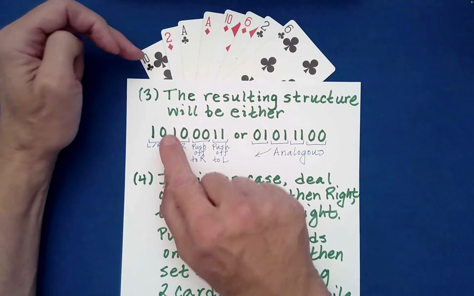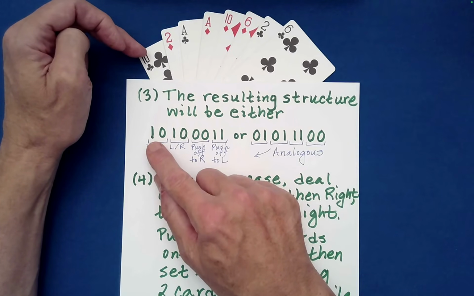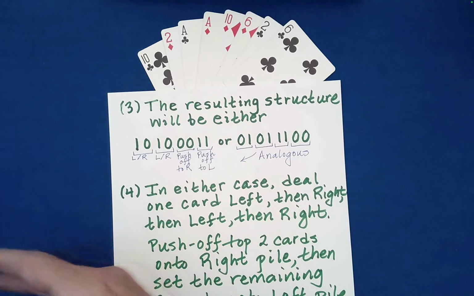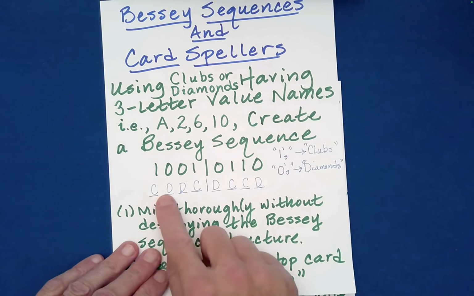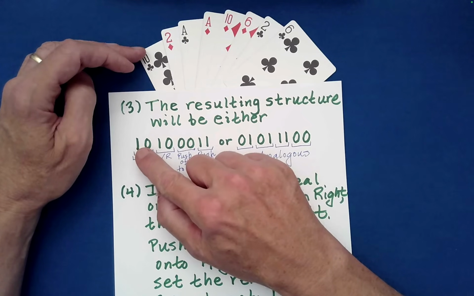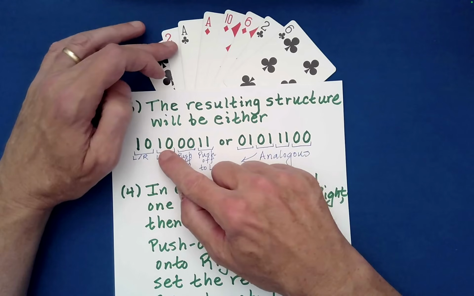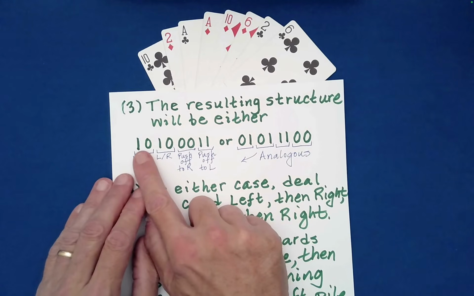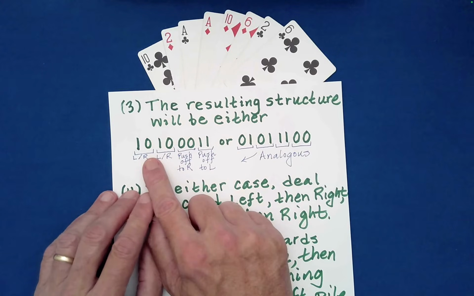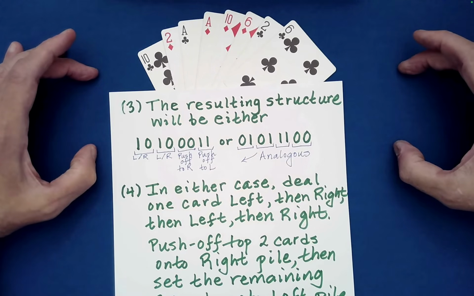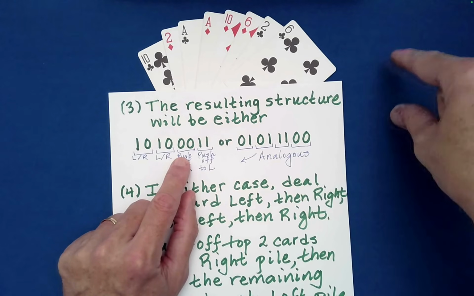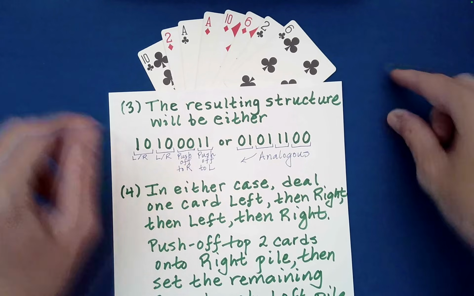Right here, we assigned 1 to be clubs, so this actually matches up with the diagram I showed you earlier: clubs, diamonds, diamonds, clubs, and so forth. So we would get a club, a diamond, a club, a diamond. If you deal the first card on the left, the next card on the right, third card on the left, fourth card on the right, you'll have 2 piles of 2 cards each. Now the next pair will match the color of the cards on the right. That's why I pushed them off.